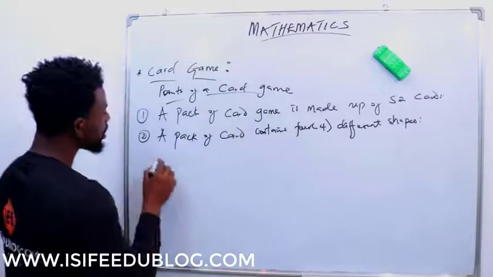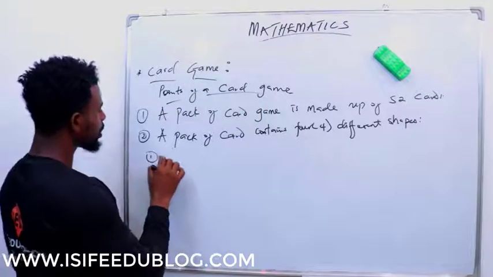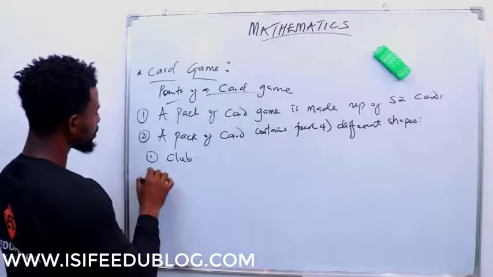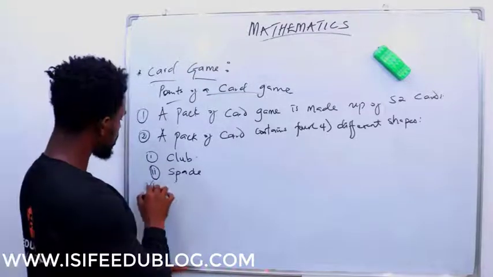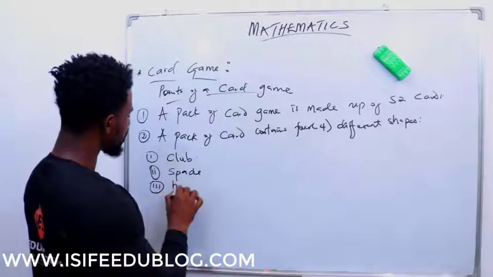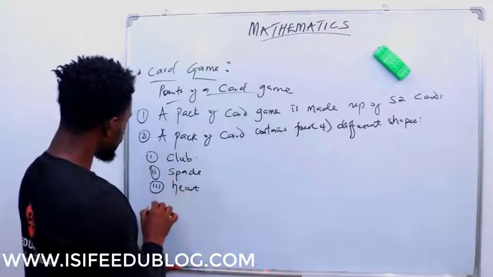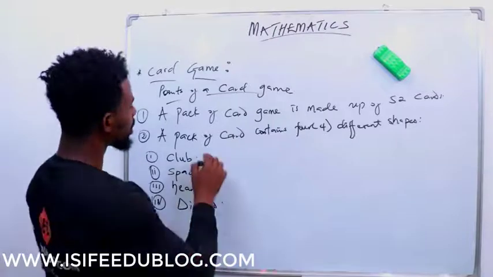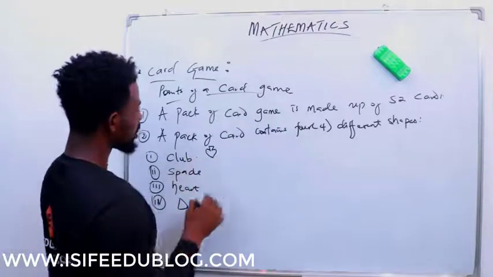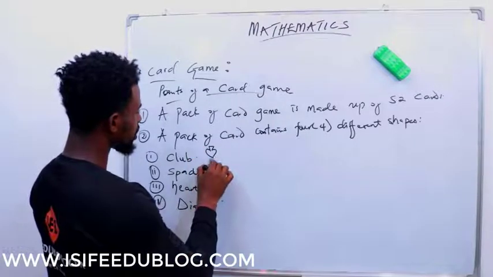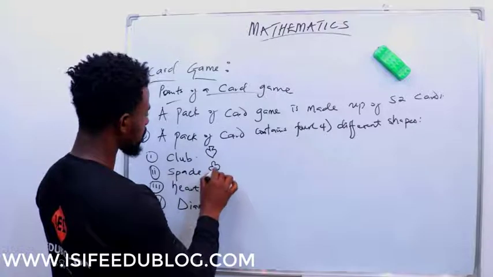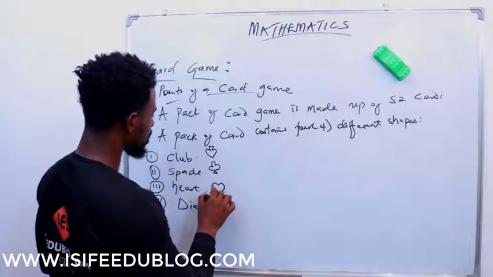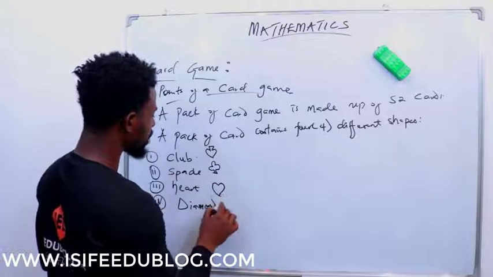Now we have the club, we have the spade, we have the heart, and we have the diamond. Okay? Now a club looks like this, a spade looks like this, a heart looks like this, and a diamond looks like this.